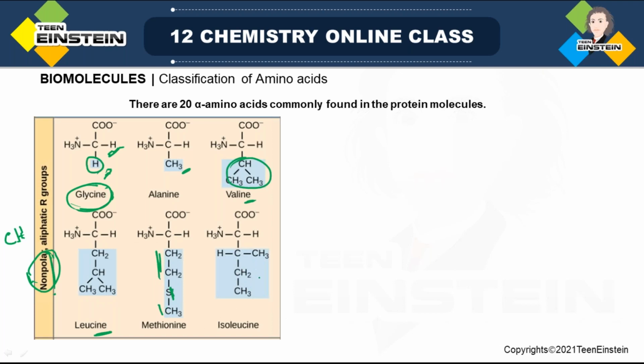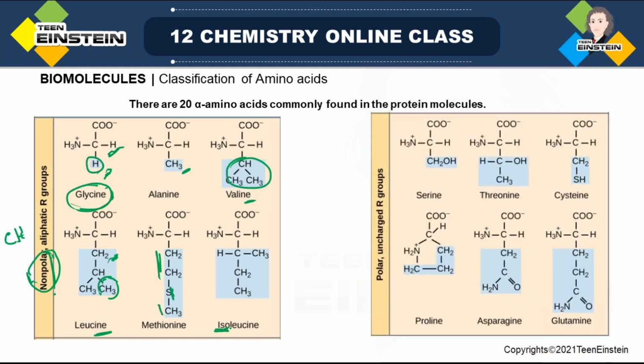Then the next molecule, this is also a hydrocarbon chain, total 4 carbon. Leucine is also 4 carbon. The only difference is that this methyl group is now attached to this carbon. That is the only difference, otherwise it is the same. The names are also similar in pronunciation, leucine and isoleucine. So this is the type where the R group is non-polar, mostly hydrocarbon, and it is aliphatic.